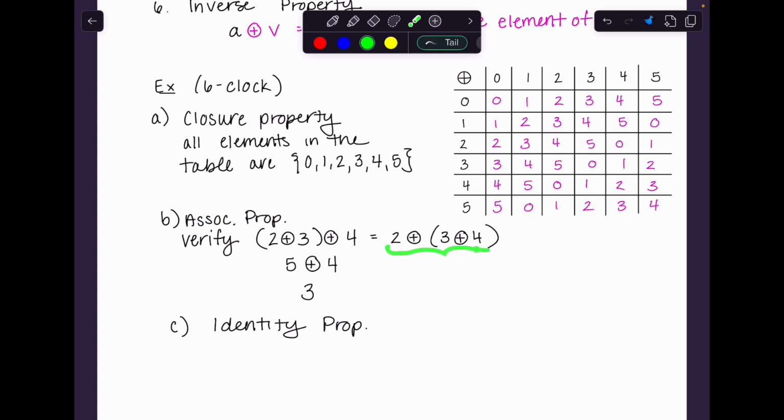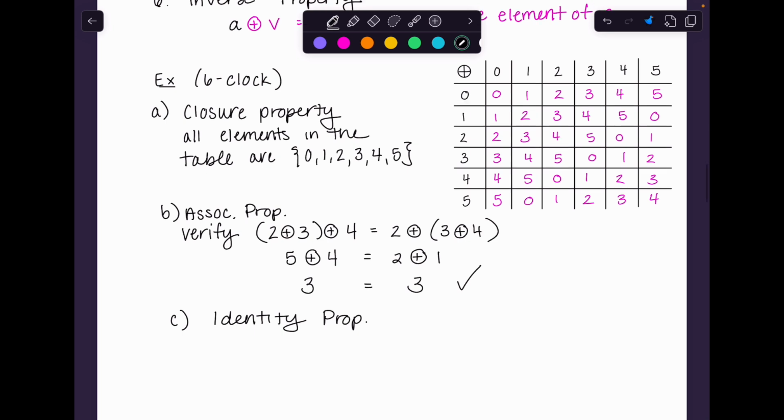Now I want to see if I go through and do this order instead, do I still land at 3? So starting inside my parentheses, looking at 3 plus 4, and tracing that over, it lands me at 1. So this side gives me 2 plus 1. And again, looking at 2 and 1, that gives me 3. So indeed, these end up giving you the same result when you switch that order.